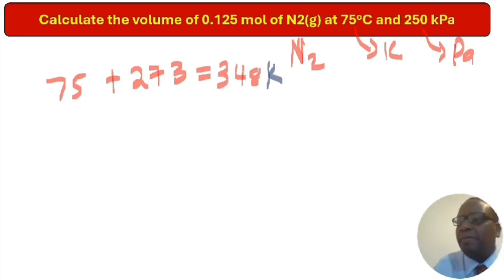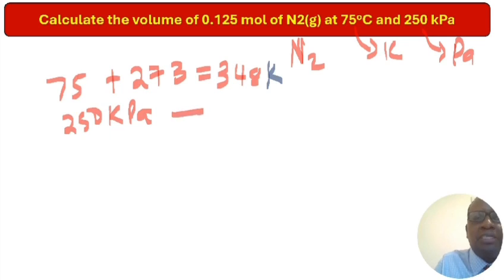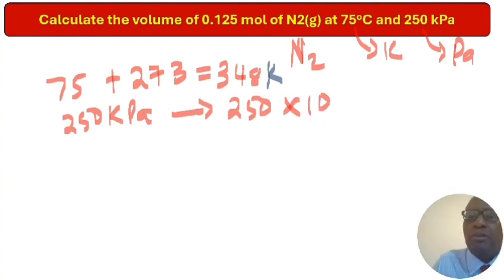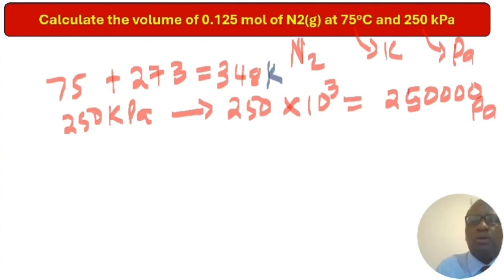You have a pressure of 250 kilopascals. That you have to multiply by 10 to the power 3, not minus 3. So 250 times 10 to the power 3 will be 250,000 pascals. You need to change this to pascals, and the temperature to kelvins. Then what is required here is the volume. So we know that PV is equal to nRT.